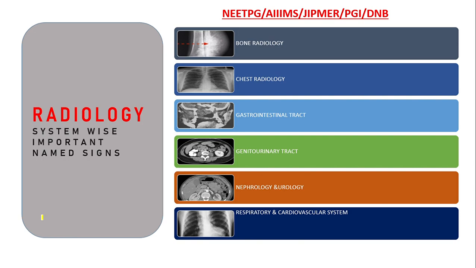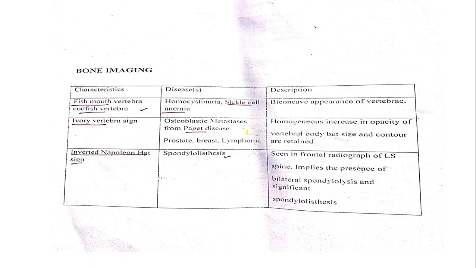Welcome to Medtuba. In this video, we will be learning radiology system-wise important named signs. We will be dealing with bone radiology, chest, gastrointestinal tract, genitourinary tract, nephrology and neurology, respiratory and cardiovascular system. Well, first we will see bone imaging.